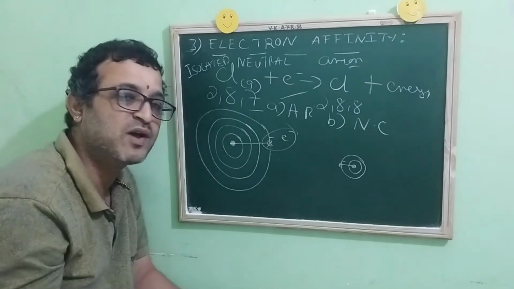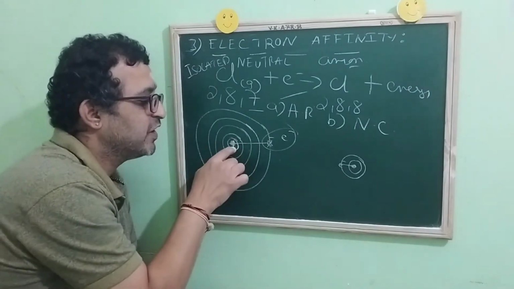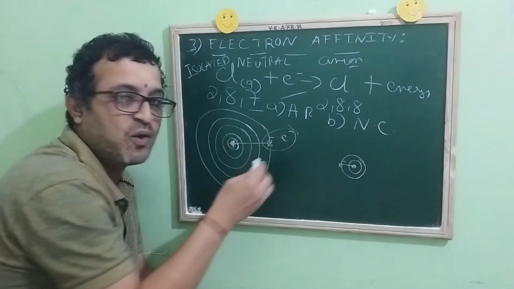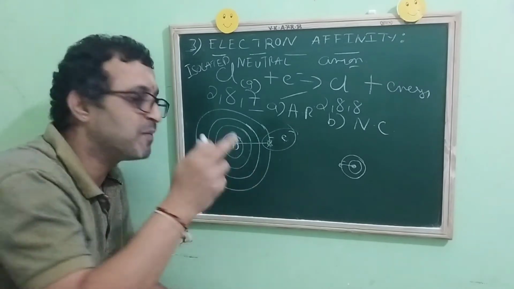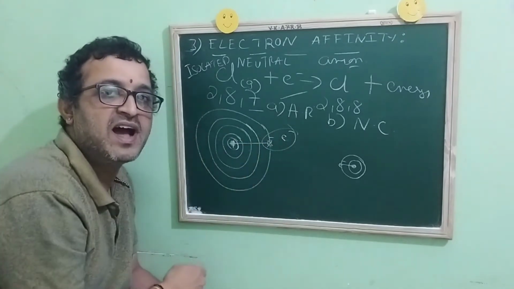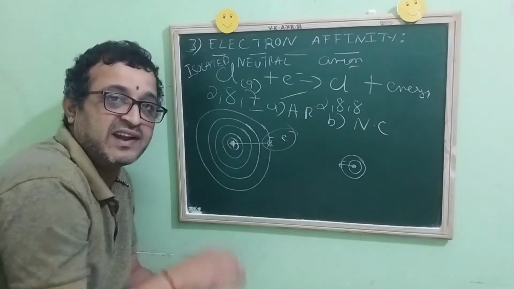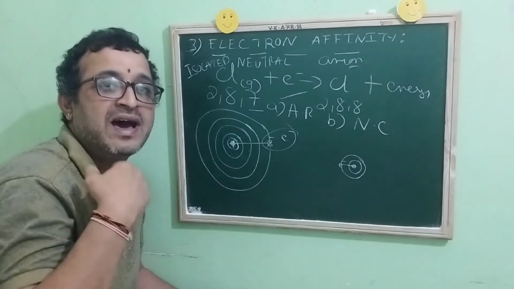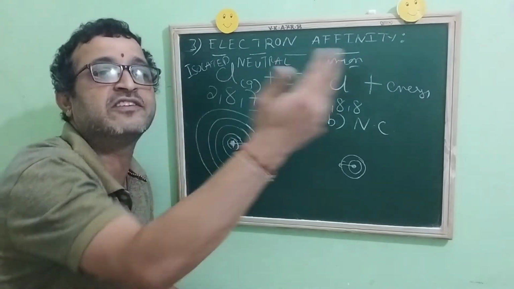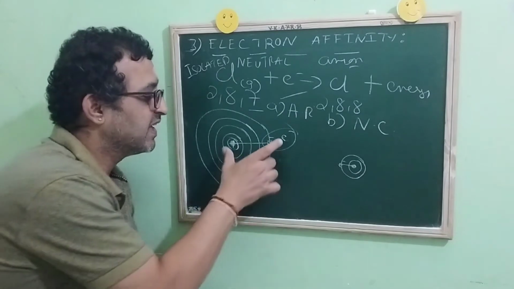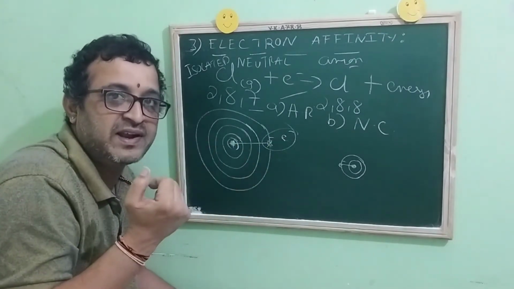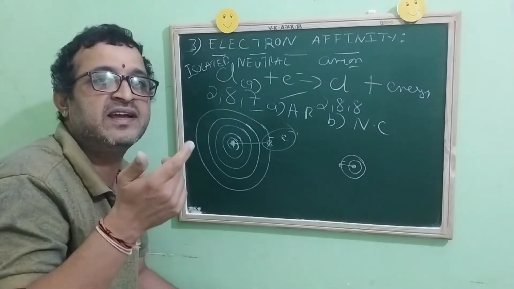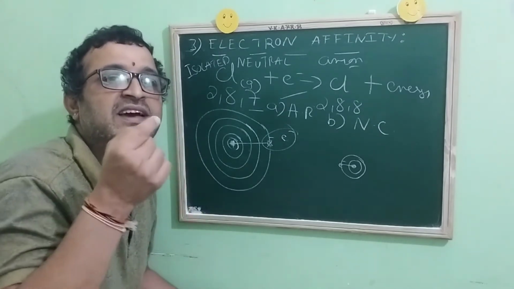No, it will accept. Why? Because we have a nucleus which contains what? Protons. So between this and this, we have what? Attraction. So because of that attraction, it will accept the electron. The more the attraction, right? It accepts the electron readily and it releases what? More energy. The less the attraction, right? It will not accept the electron readily and it will release less energy.